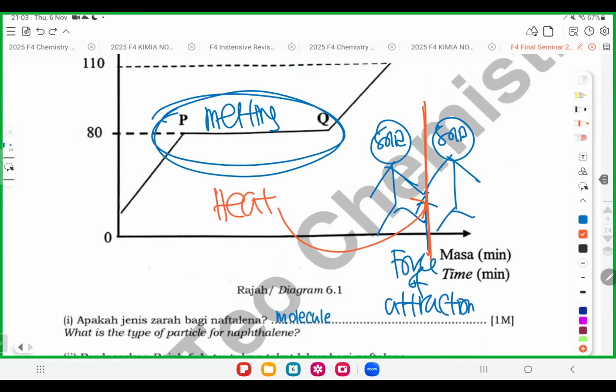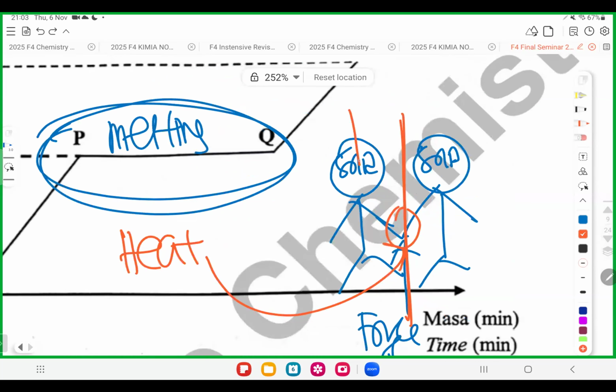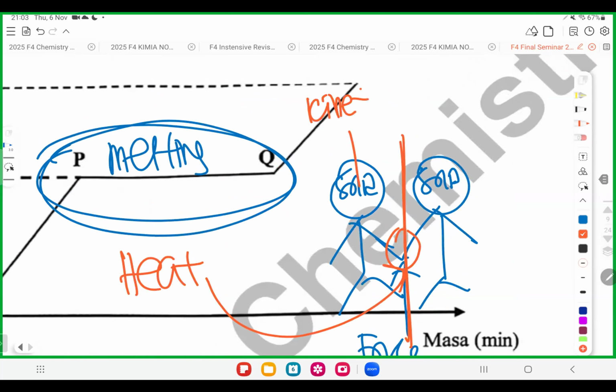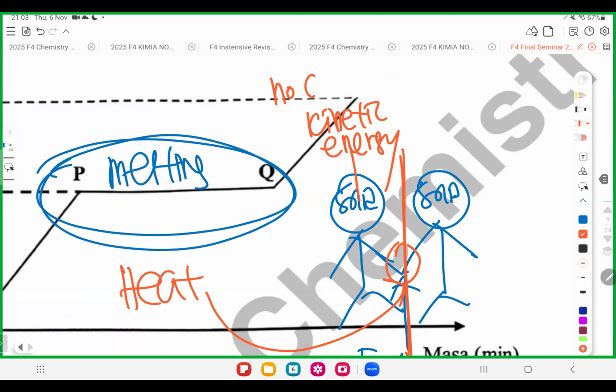So when all the heat is used here, none of the heat can go into the particle. So when no heat is entering the particle, the energy inside the particle is called kinetic energy. So the kinetic energy has no change. Make sense, no? When the kinetic energy didn't change, the temperature never changed. Because always remember, kinetic energy is related to temperature.